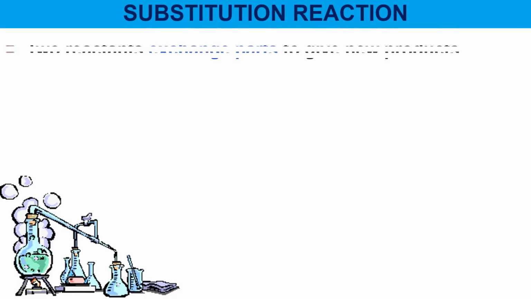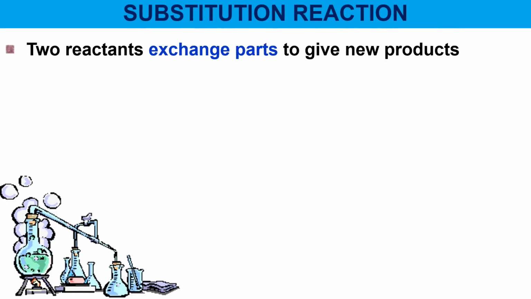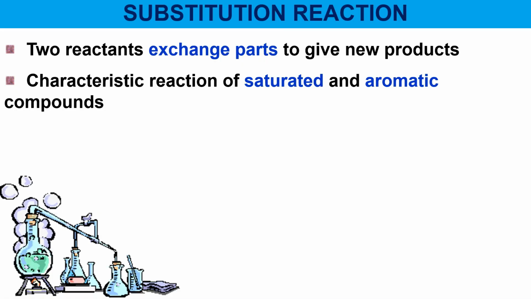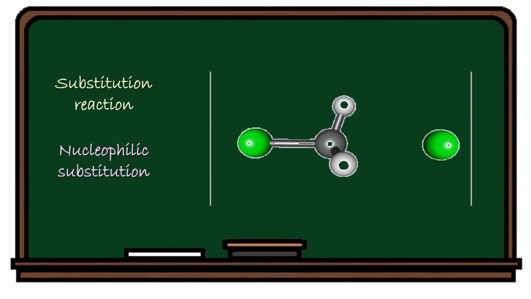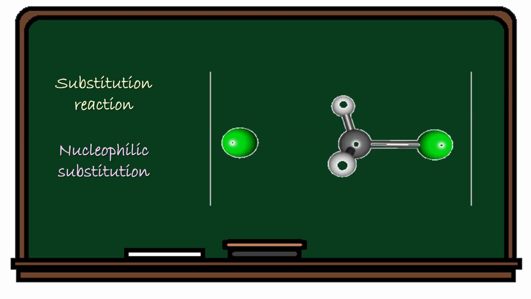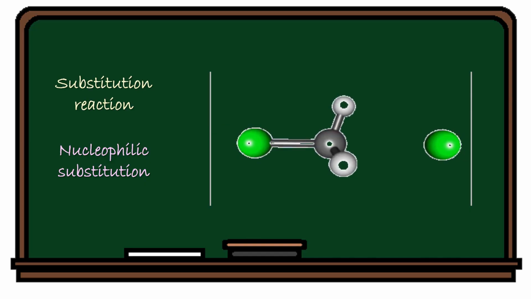Substitution reaction. A reaction involving two reactants exchanging parts to give new products. Characteristic reaction of saturated and aromatic compounds. There are three types of substitution reaction: A. Free radical substitution. B. Electrophilic aromatic substitution. C. Nucleophilic substitution. Example of substitution reaction: a nucleophilic substitution.